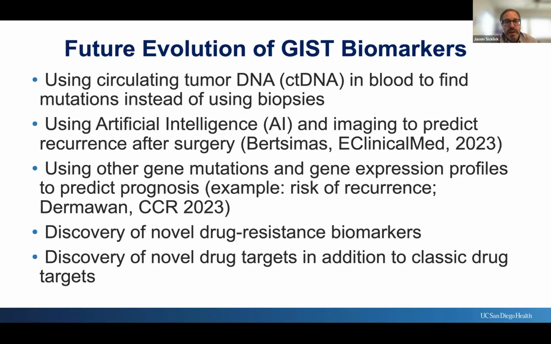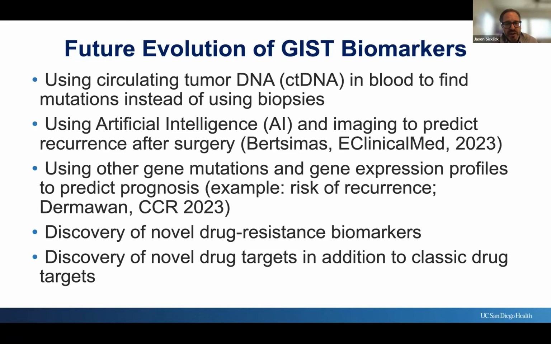There's now been data published using artificial intelligence and imaging to predict recurrence after GIST based upon using the CT scans. There's other studies that are looking at other genes and expression of genes to predict prognosis, and for instance, the risk of recurrence after a tumor resection, so that we can start being a little bit more personalized to the individual and to predict their risk of disease coming back or not.